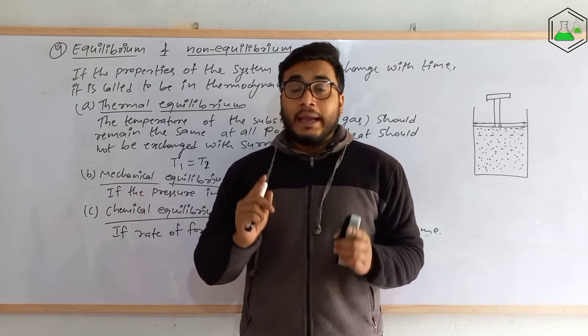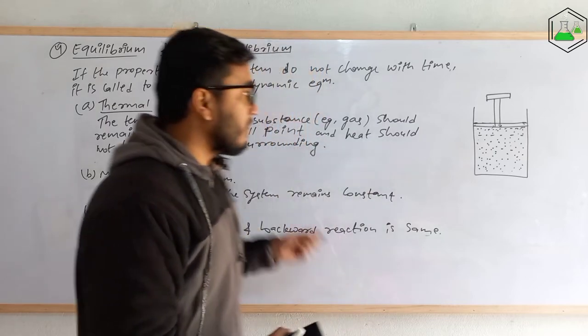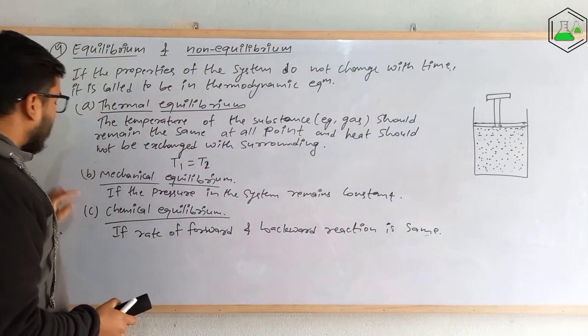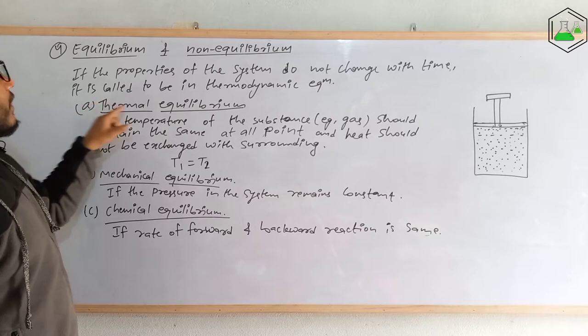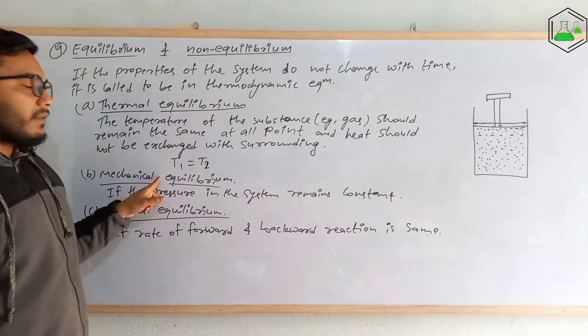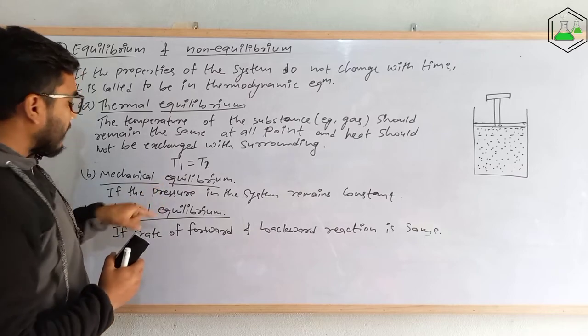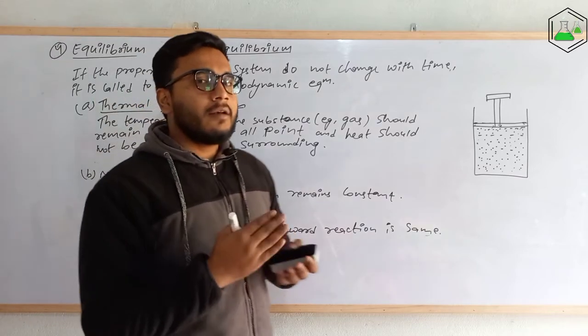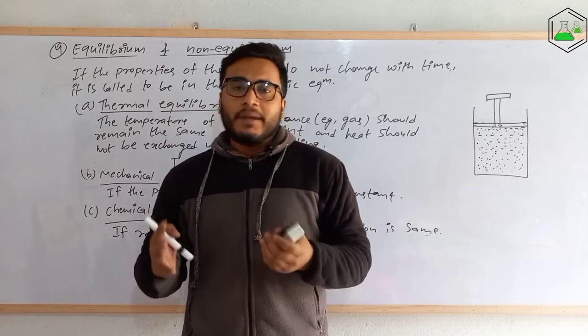So if the rate of forward and backward reaction is same, then that system is said to be in chemical equilibrium. And to be in thermodynamic equilibrium, the system must follow all three equilibrium. That means it must have thermal equilibrium, that is the temperature should not change, mechanical equilibrium, that is the pressure should not change, and chemical equilibrium, that is the rate of forward reaction and backward reaction will always be same.